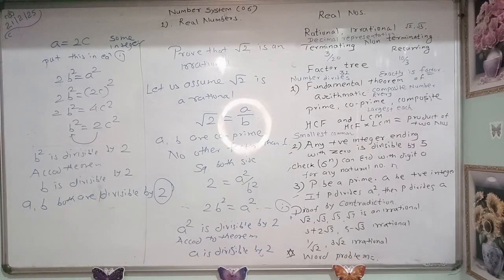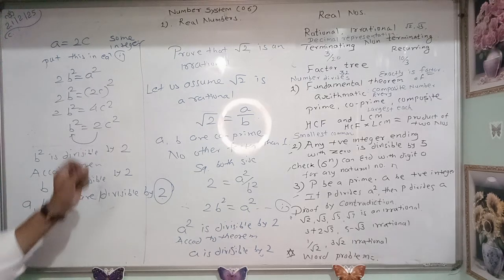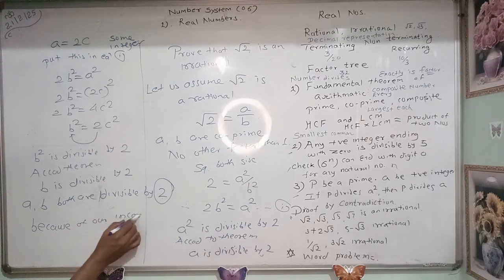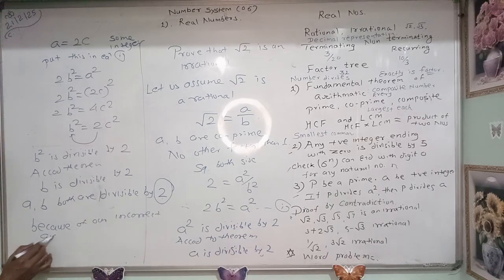Our assumption that A and B are co-prime is not correct. So why does this contradiction arise? Because of our incorrect assumption. So at last we'll write down that because of our incorrect assumption, what was the incorrect assumption?